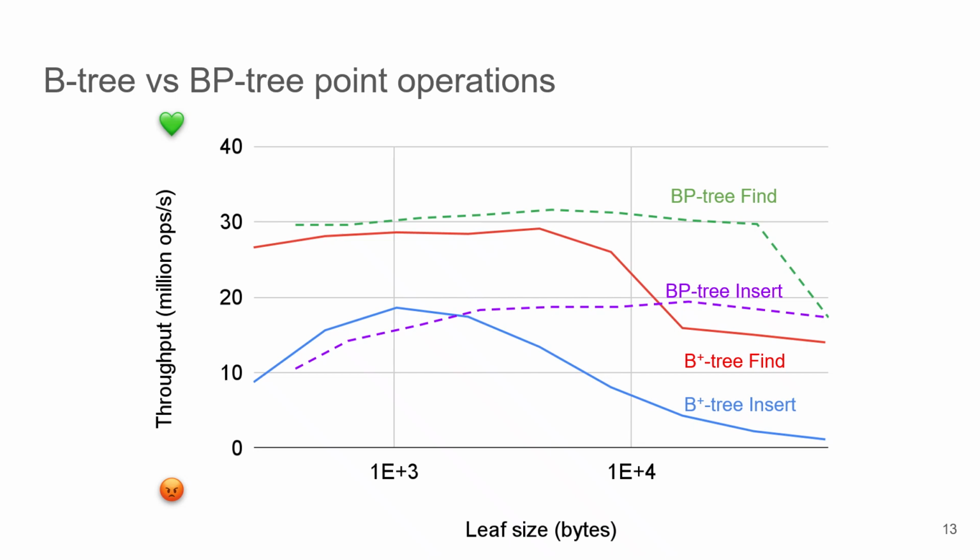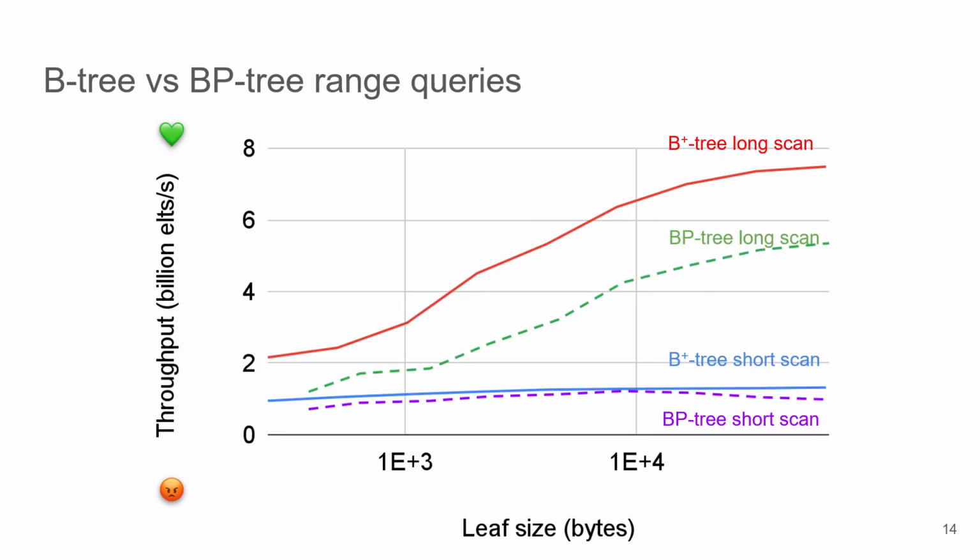So what has this achieved? Now let's take a look at the performance of both the B tree and the B plus tree as we vary the leaf size. We find that, exactly as we'd hoped, the BP tree is able to maintain its efficient inserts as these nodes get much bigger, which enables us to use these much larger nodes to improve our range query performance.